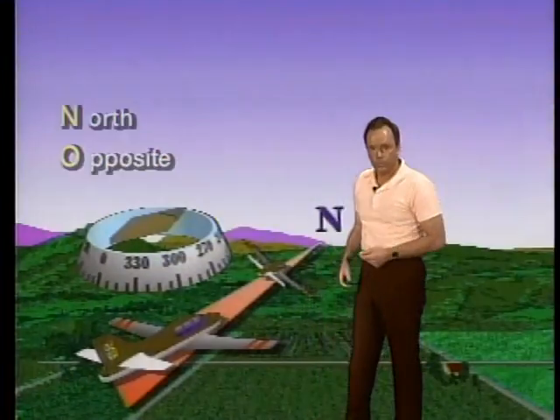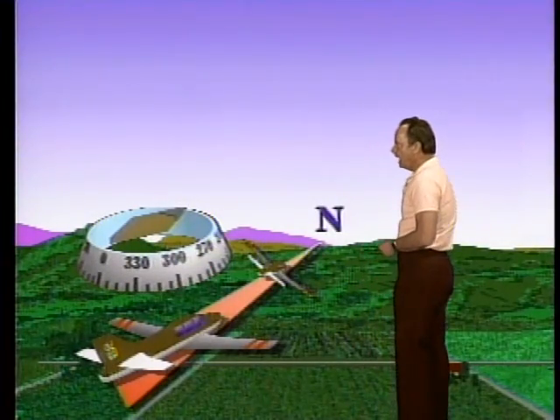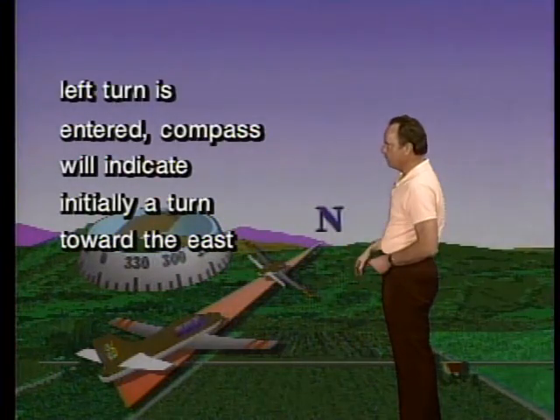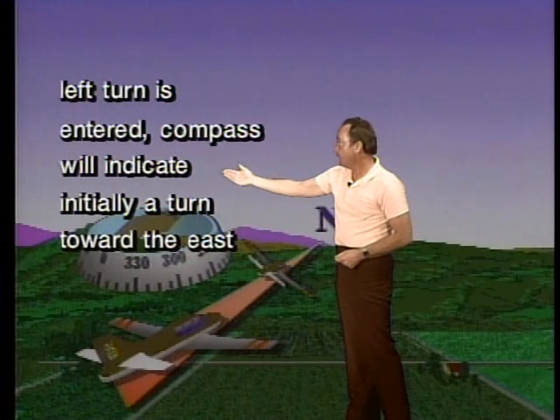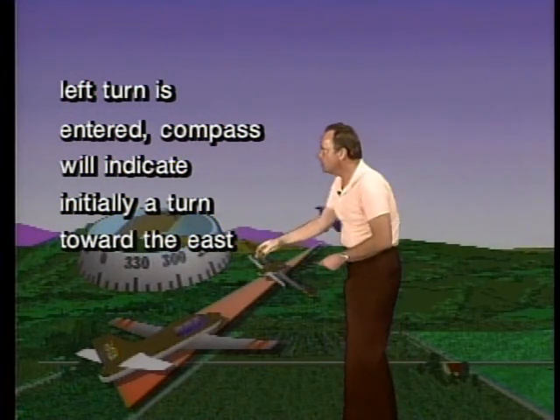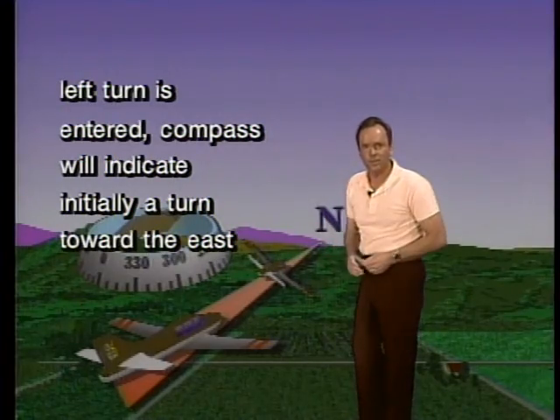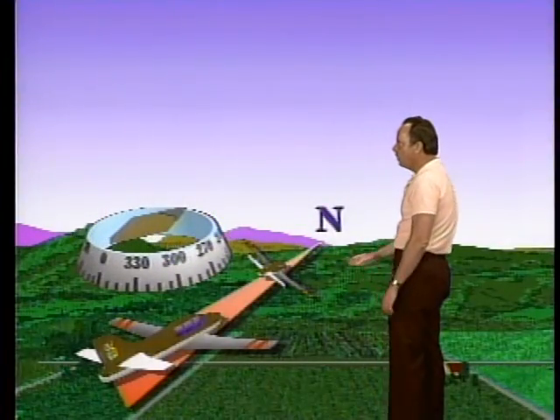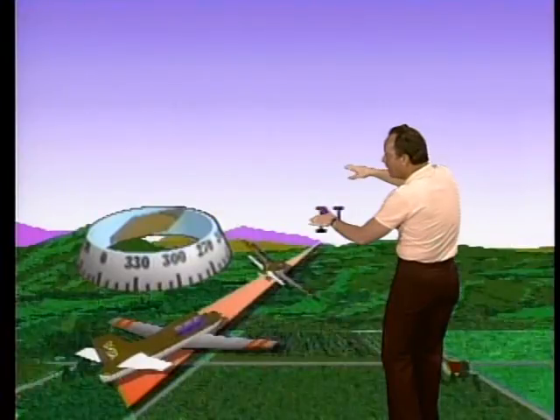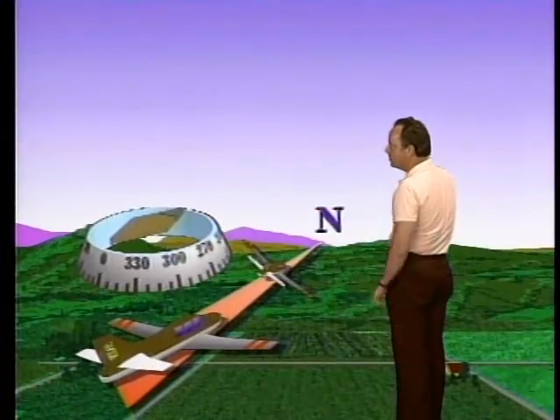All right, now let's assume you and I are on a heading of north and we start a left-hand turn. Well, what's going to happen? The compass will indicate initially a turn towards the right, and that'll be to the east, and here is why. Let's see if we can take a look at why. If you're on a heading of north, what you do is you bank the airplane when you start that left-hand turn.